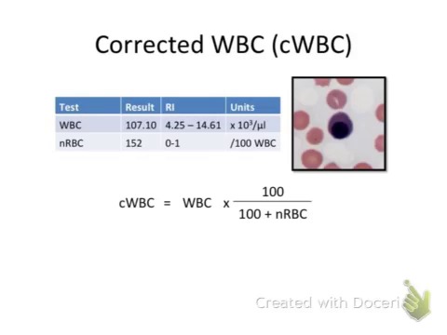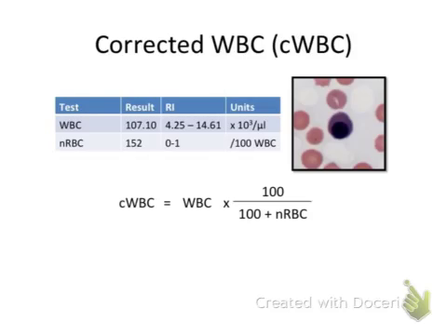There are 2 types of analyzers out there, those that can differentiate white blood cells from nucleated red blood cells, and those hematology analyzers that cannot. So when you're using a hematology analyzer that cannot differentiate between the 2 populations, you have to perform a corrected white blood cell count to get an accurate white blood cell concentration.